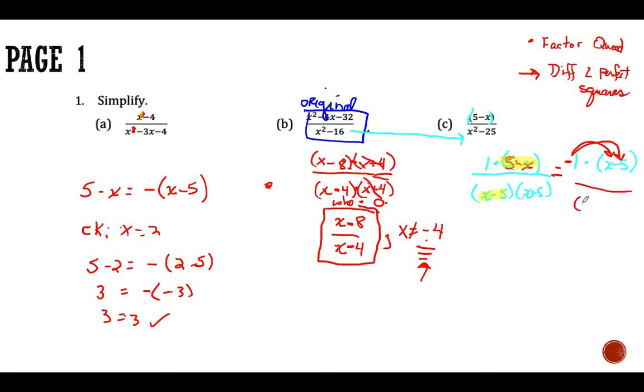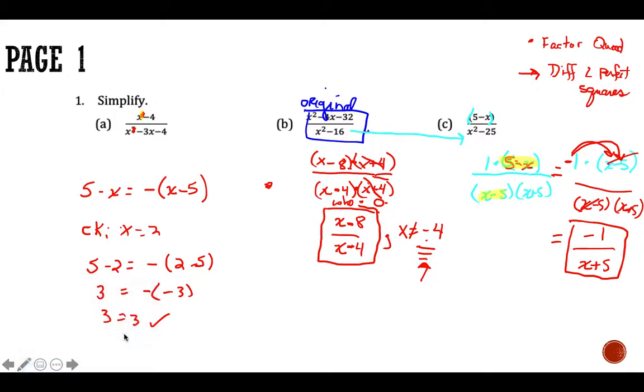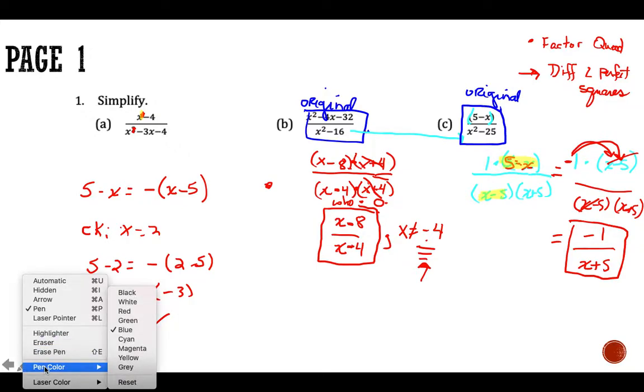Now, the whole reason I did that was because I was trying to match one of the factors in the denominator. Boom, boom. I now have negative 1 over x plus 5 as the equivalent expression to the original. So I succeeded in getting a simpler version of the original. Here's the original. The red box is the simplified version, which means I will get the same answer no matter which version I use.